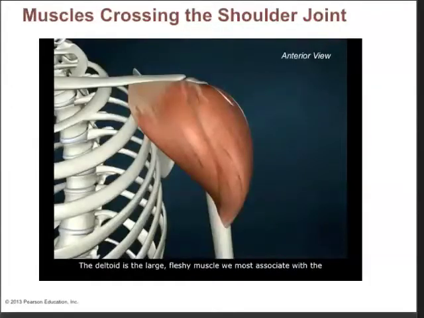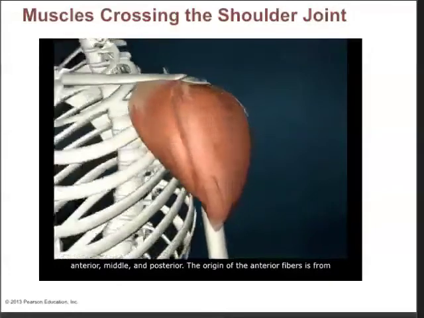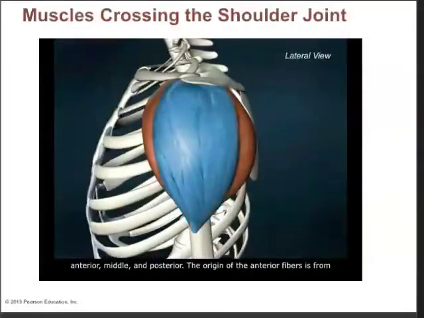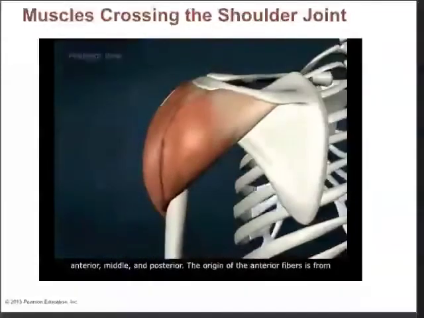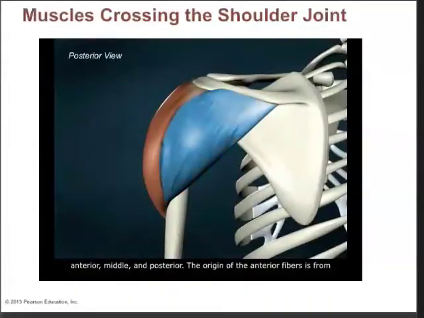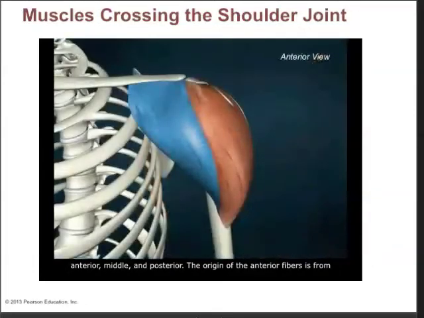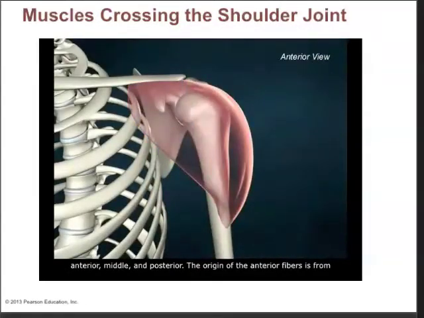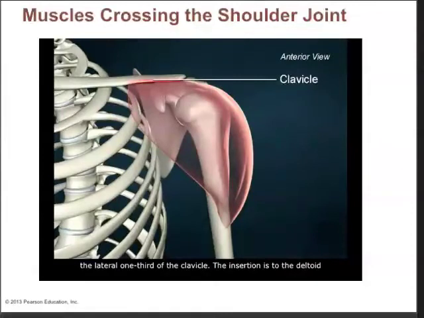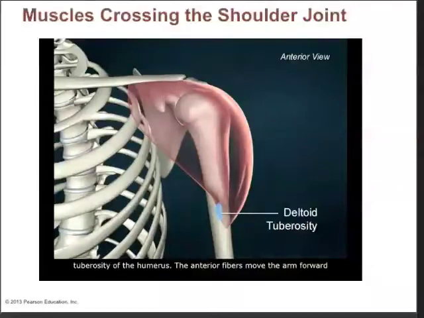The deltoid is the large fleshy muscle we most associate with the shoulder complex. It may be separated into three groups of fibers: anterior, middle, and posterior. The origin of the anterior fibers is from the lateral one-third of the clavicle. The insertion is to the deltoid tuberosity of the humerus.